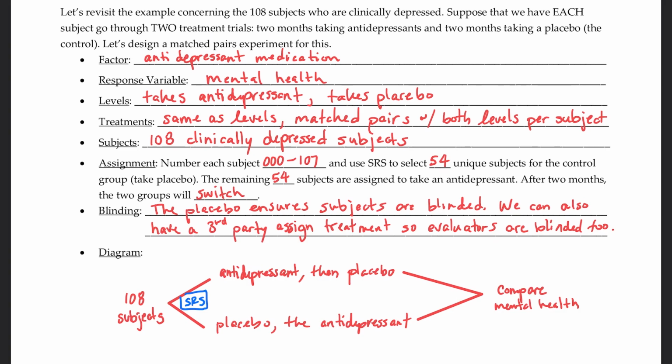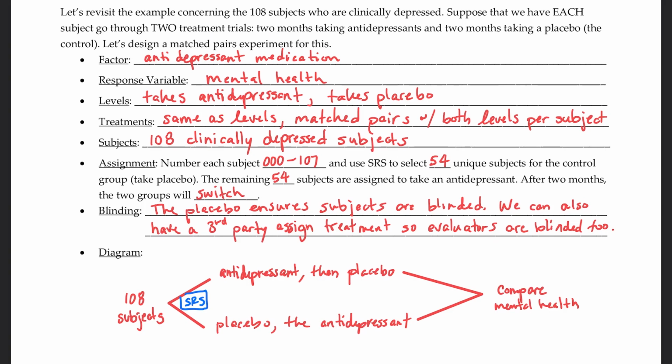There's 2 levels here. They're going to take antidepressants or take a placebo, and the treatments are the same as those levels, except to clarify that we're doing matched pairs, so every subject will experience both levels. And we're dealing with 108 clinically depressed subjects.